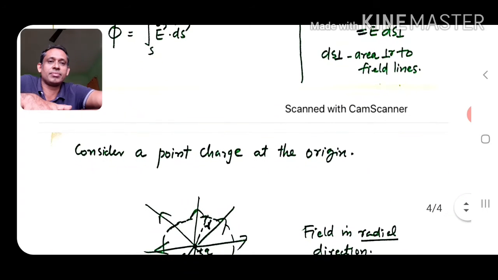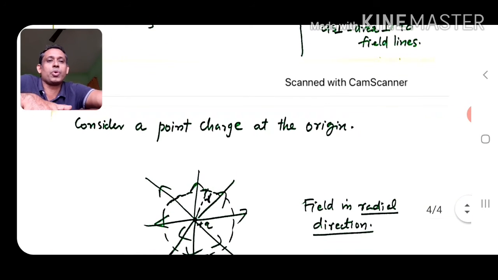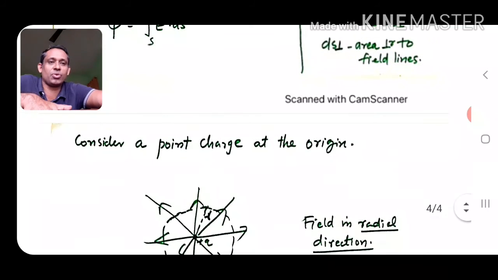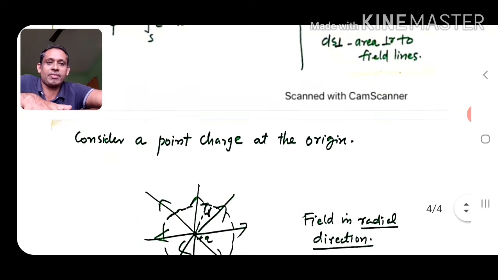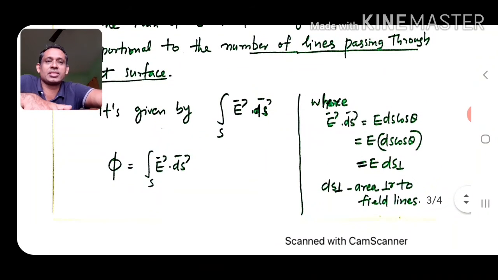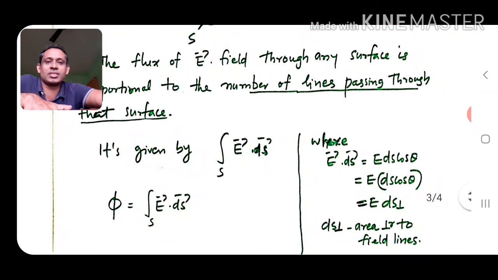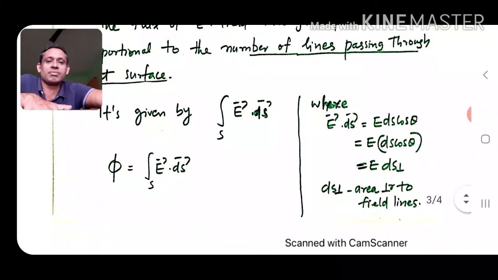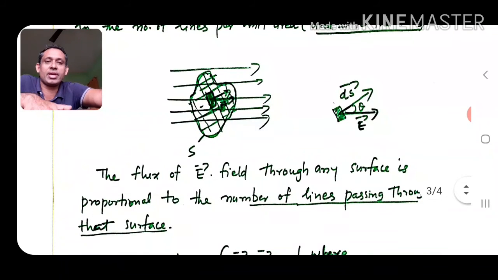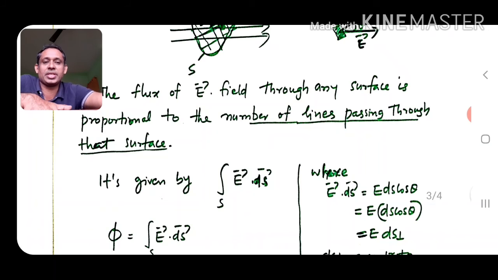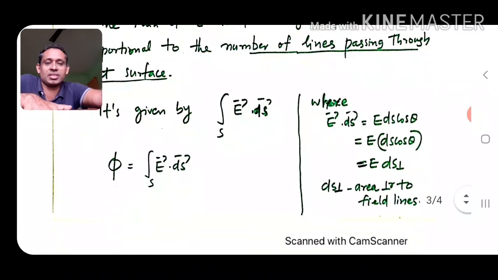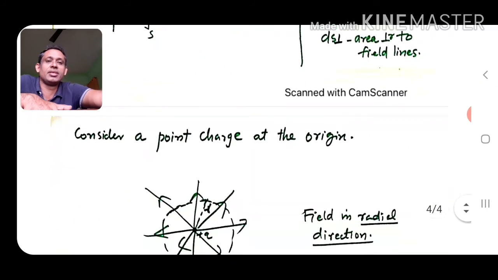Now consider a point charge at the origin. We have now established that the flux, which is proportional to the number of field lines passing through a surface, is given by the integration over that surface of E dot ds. So you have to take E dot ds everywhere on the surface, and then sum it. That summation is represented by the integration.